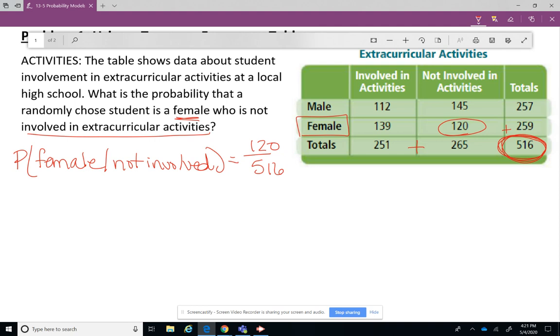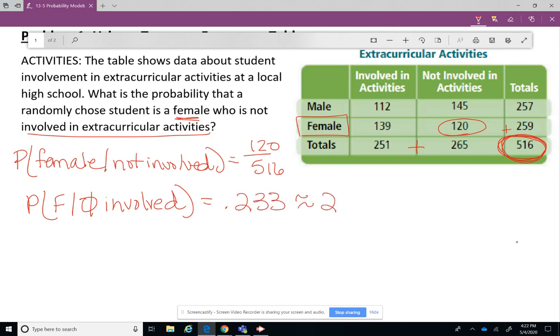All right, so let's take that and put it in our calculator. So we're going to put 120 divided by 516, and we're going to see what the probability is of a female that is not involved. All right, so what did you guys get? 0.233, so we're going to say approximately 23%. Okay, the probability that a student is a female who is involved in extracurricular activities is about 23%.